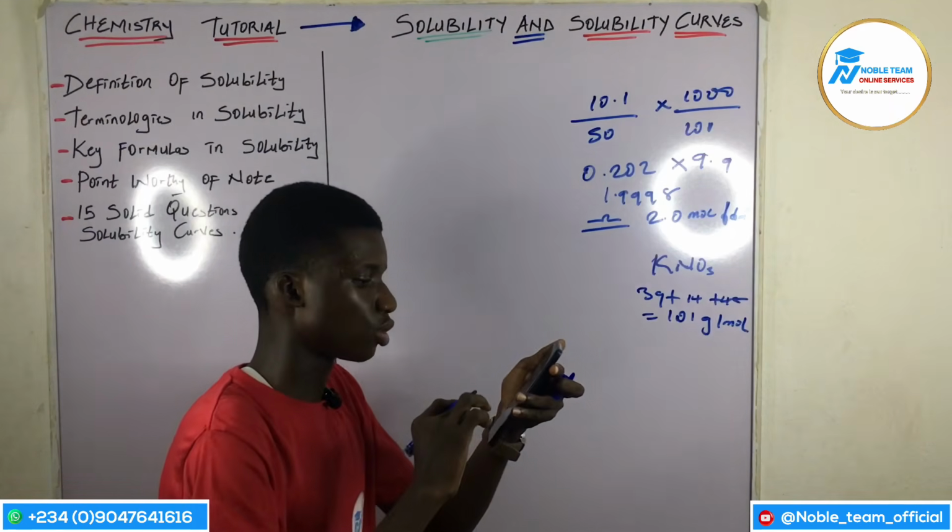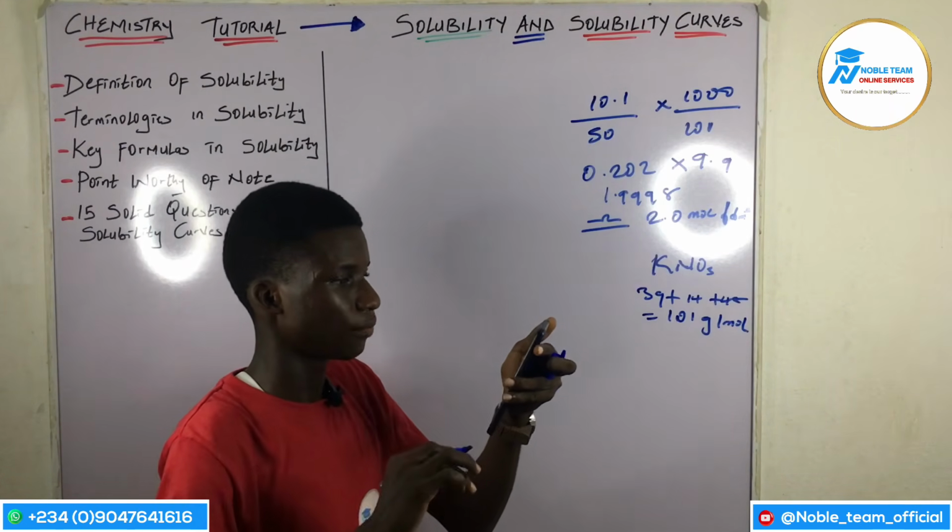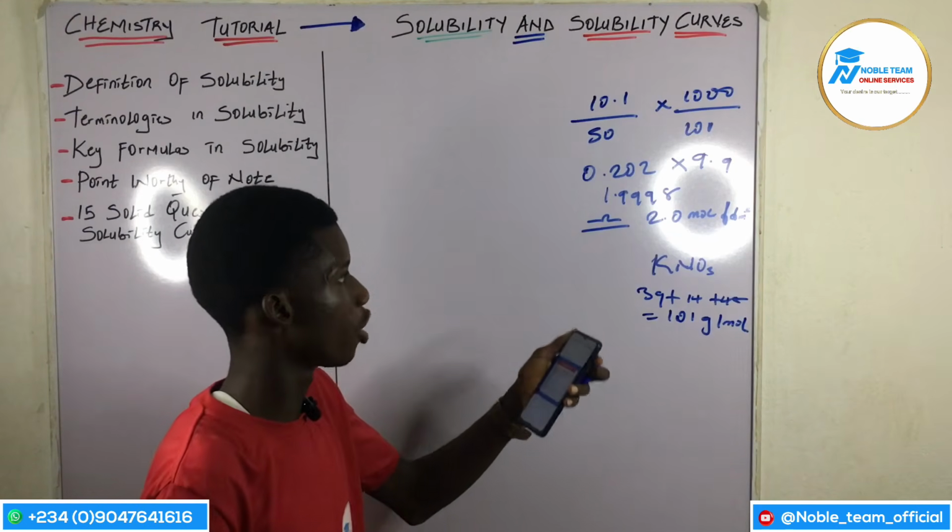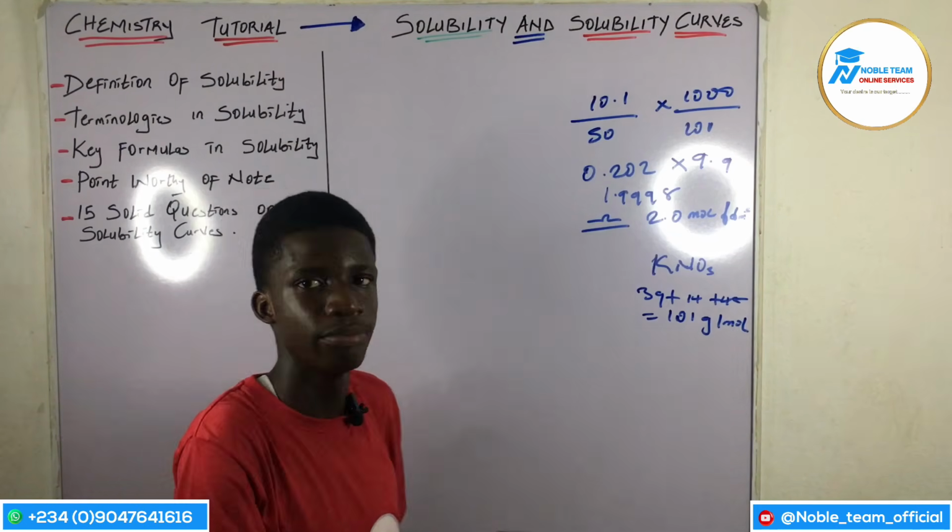Now let's look into the question to know which option is correct. Option D is correct: 2.0 mole per dm cube.